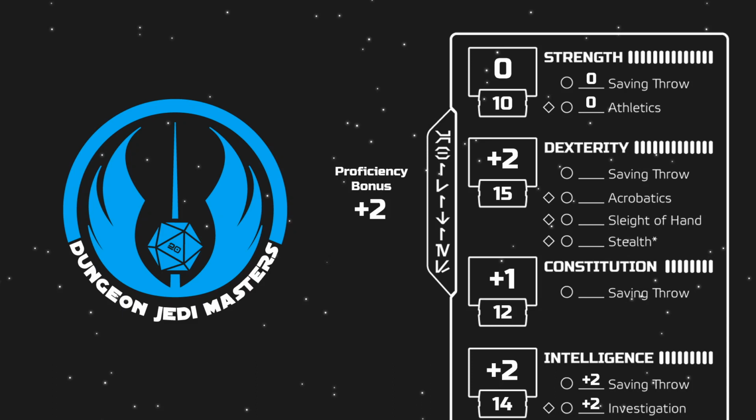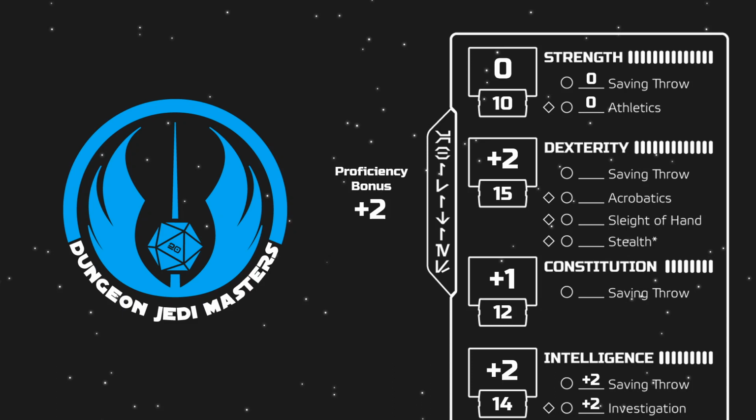We have a plus 2 proficiency bonus, and with the scores that you can see, strength through intelligence, I've got a 10 in my strength, giving us a 0 modifier, plus 2 dexterity from my 15, plus 1 constitution for a 12, and a score of 14 down in intelligence gives me that plus 2, similar to the dexterity. So I've filled in the strength and intelligence scores with just 0. Now the reason I'm doing that is related to proficiency.